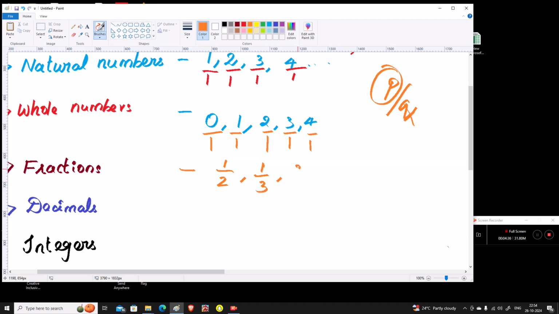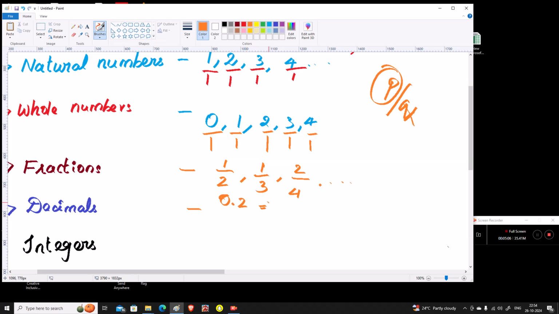The next one, fractions. 1 by 2, 1 by 3, 2 by 4, etc. We can write a lot of fractional numbers. Now observe whether 1 by 2 is in the p by q form. Yes. There is a numerator and there is a denominator, and the denominator is not equal to 0, and also it is in the lowest term. So all the fractions are also rational numbers.